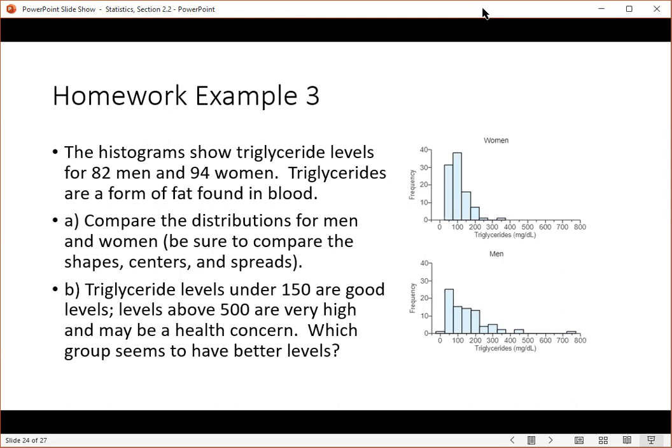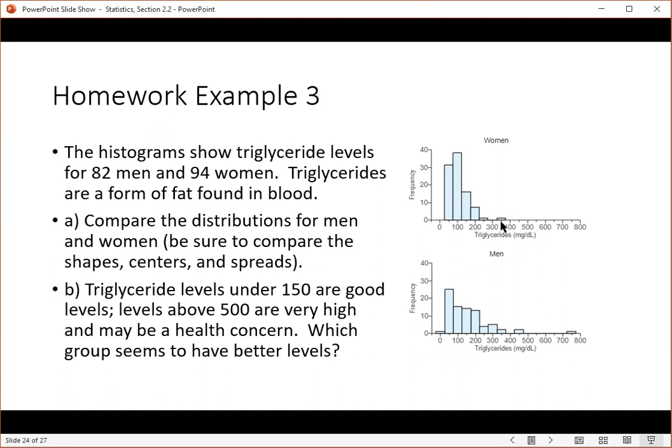Okay, so the shapes. So first, symmetry versus skew. It looks like we have right skewed distribution. So it kind of tails off to the right for the women, and tails off to the right for the men as well. Okay, the number of mounds, or the modality. Looks like there's 2 mounds here, 2 little peaks. So you could say that's bimodal. And then for men, we've got like 1, 2, 3, 4. This is multimodal.